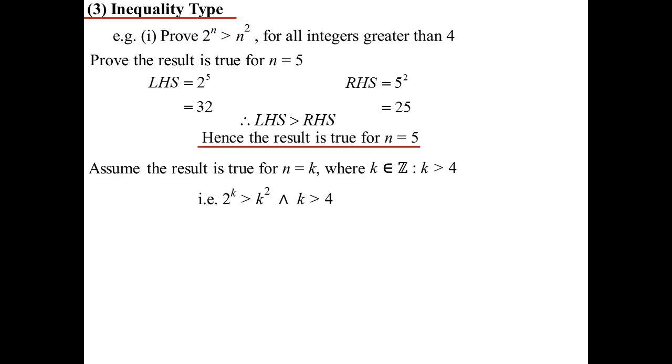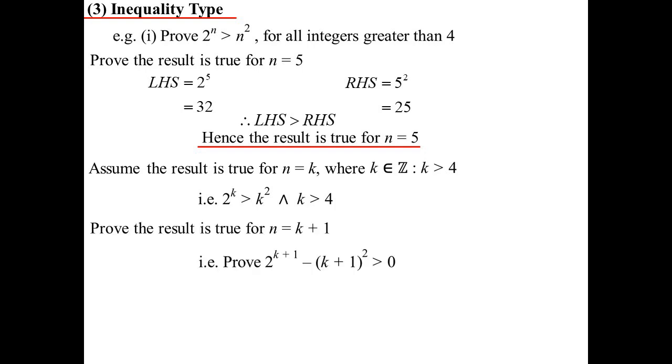So I'm going to assume it's true for n equals k, k is an integer, such that k is bigger than 4. In other words, I'm assuming that 2^k is greater than k squared, but I'm also making the assumption that k is greater than 4. Now when we're doing inequality proofs, that second part can prove to be very important for the sake of the proof. Prove the result is true for k plus 1.